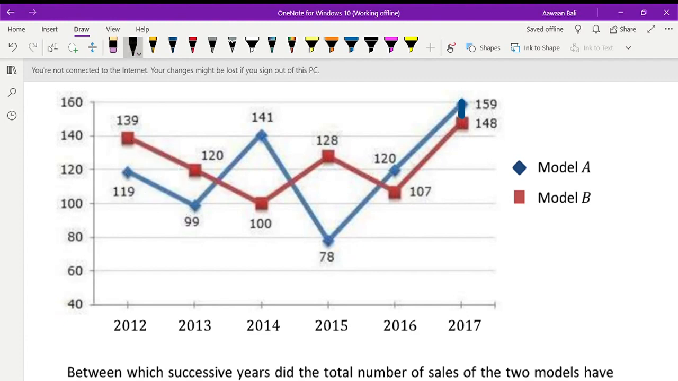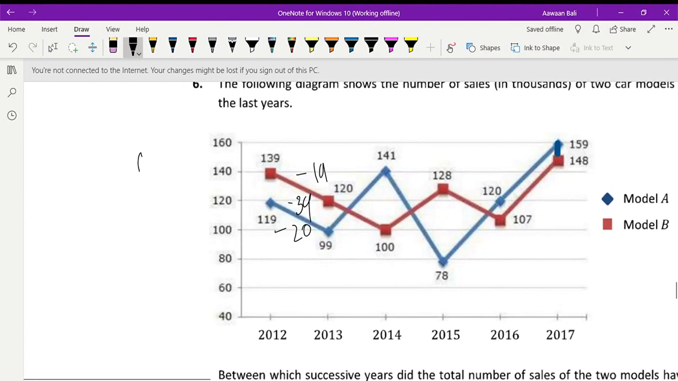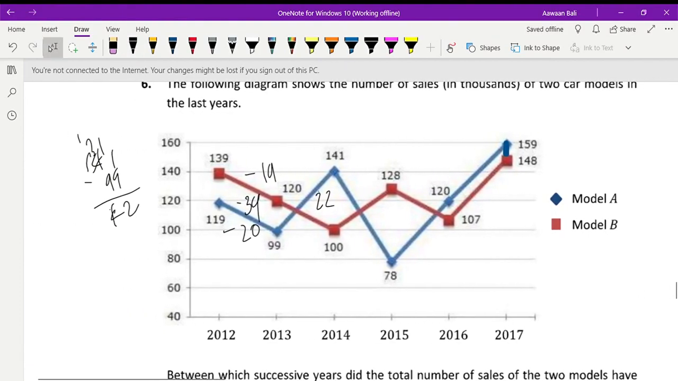You can even check with the numbers. Minus 19, minus 20. That's minus 39 altogether. So that's the smallest, definitely. Meanwhile, in the second one, we have 141 and 99, which is 42, and then we have minus 20, so 22. That's small, but it's better than the other one.